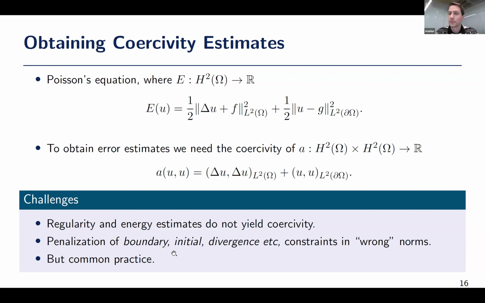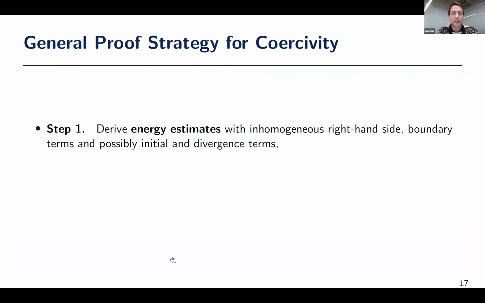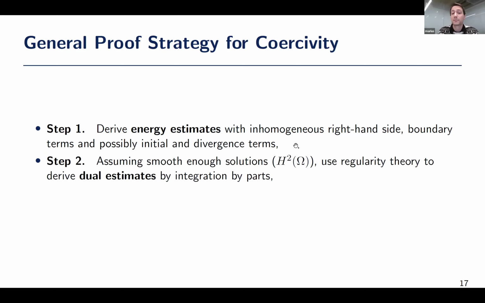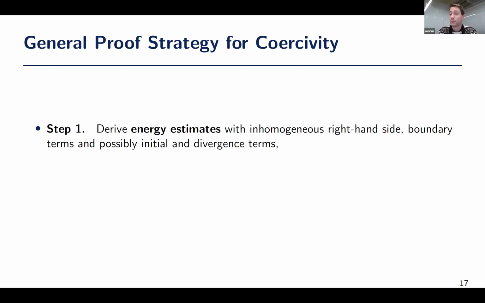So you need to do something else to provide these results here. And because they are prevalent in practice, these L2 type penalizations, that's what we're going to be analyzing. And we have a general strategy to get these results. It consists of 3 steps. The first step is to derive energy estimates with inhomogeneous data. So energy estimates are actually estimates for the H1 norm for the energy spaces.